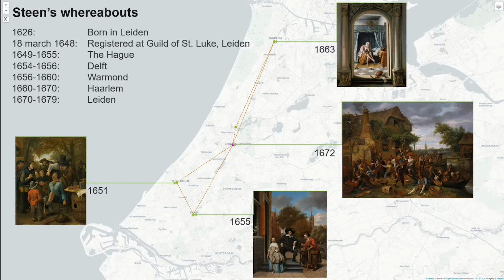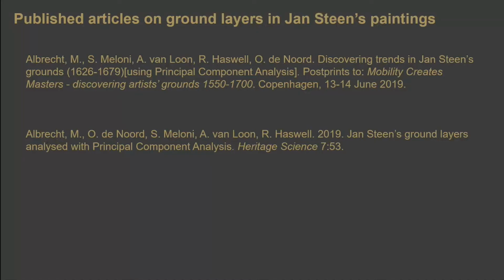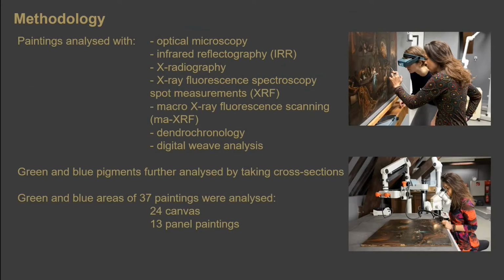This turned out to be quite true for the ground layers, and the results of this ground layer research have been published in these two articles you see here. But today I will focus more on Jan Steen's green and blue pigments. So how did we do our analysis?